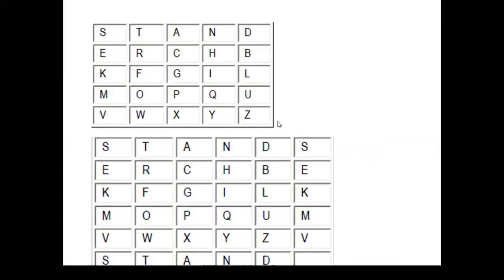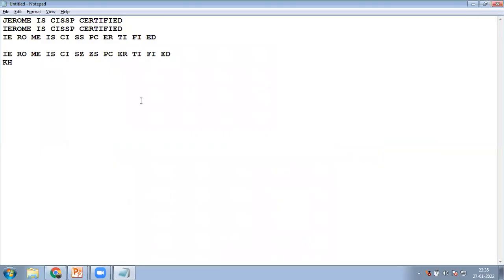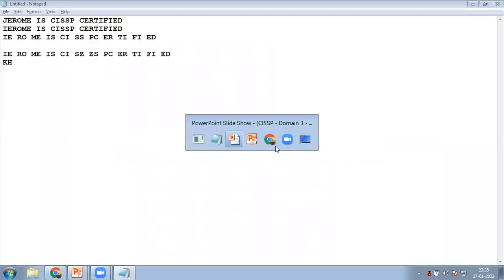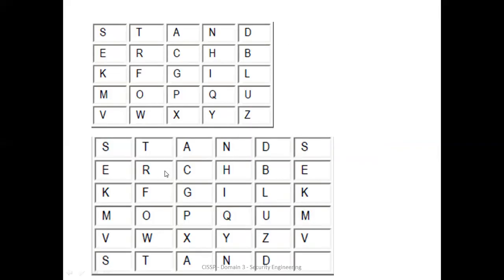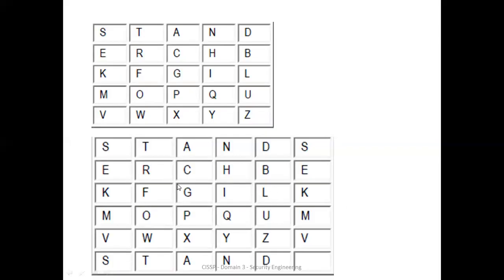What is RO? R is here and O is here. They're on the same column. So going back to rules, if the two letters are in the same column, then each letter is replaced by the one below it on the extended key. So RO will be replaced by F. R will be replaced by F, and O will be replaced by W. So one below it. Okay, so RO becomes FW.